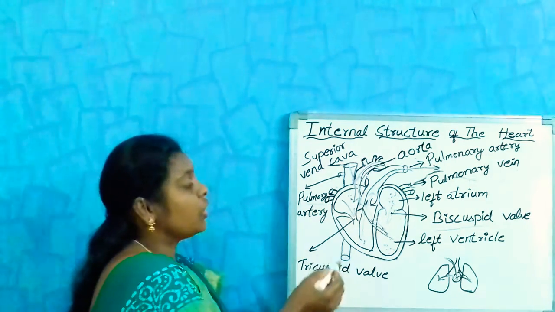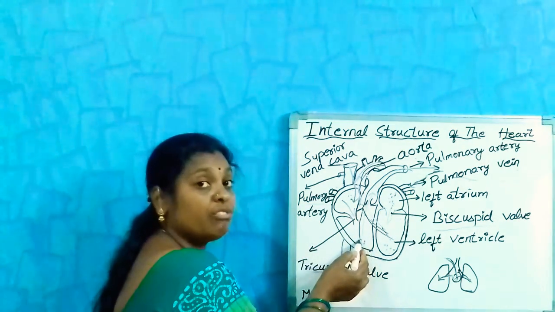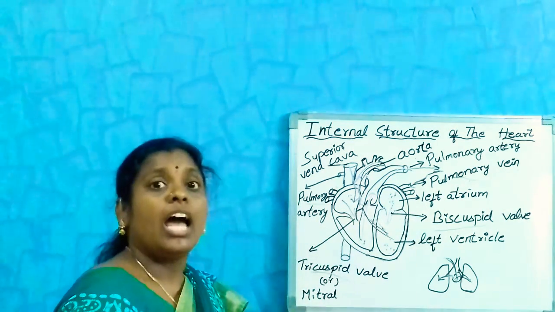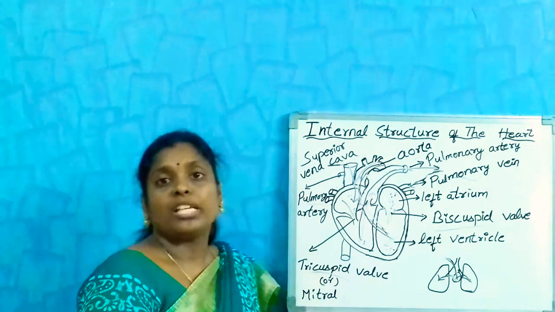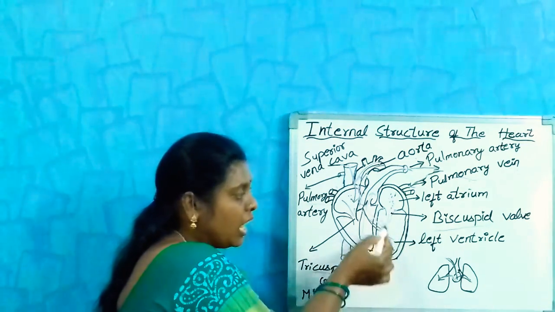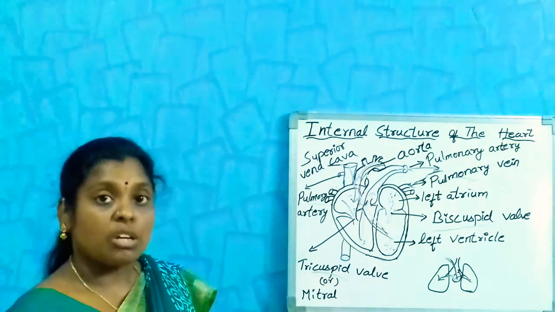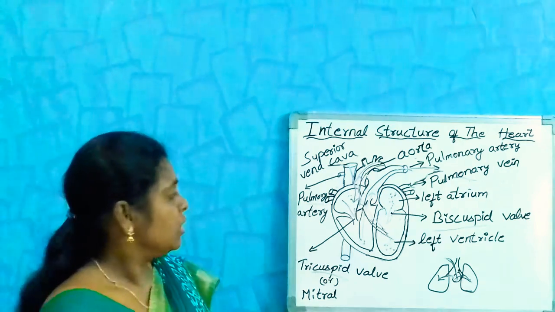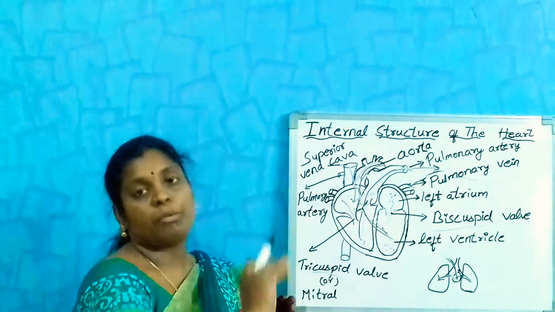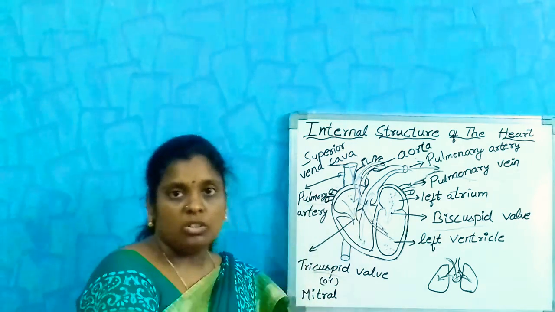Okay. Here you can also see valves between the right ventricle and the pulmonary artery. We call them pulmonary valves. And between the left ventricle and the systemic aorta, we call that the systemic valve. These valves also prevent the backward flow of the blood from the aorta to the left ventricle and from the pulmonary artery to the right ventricle.